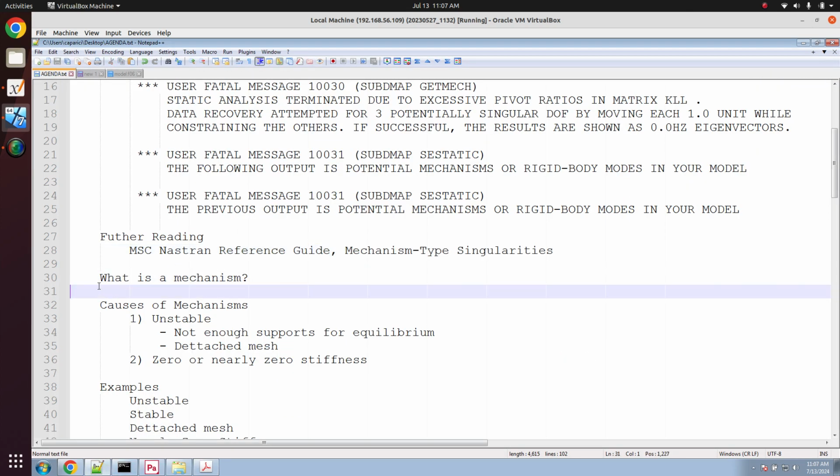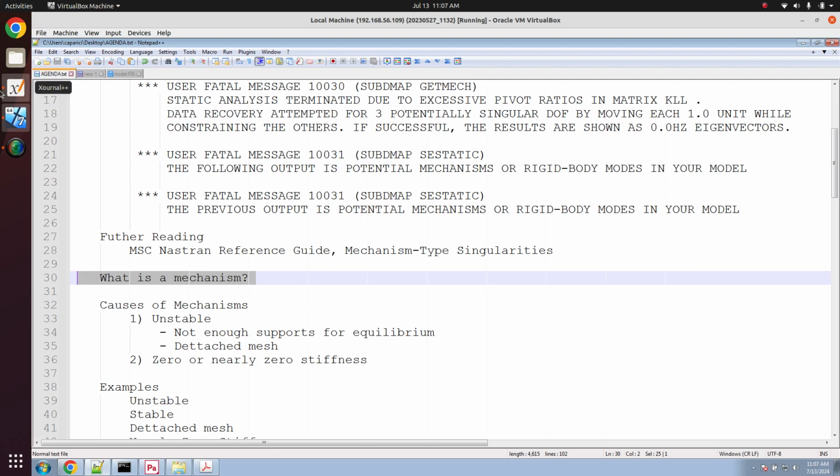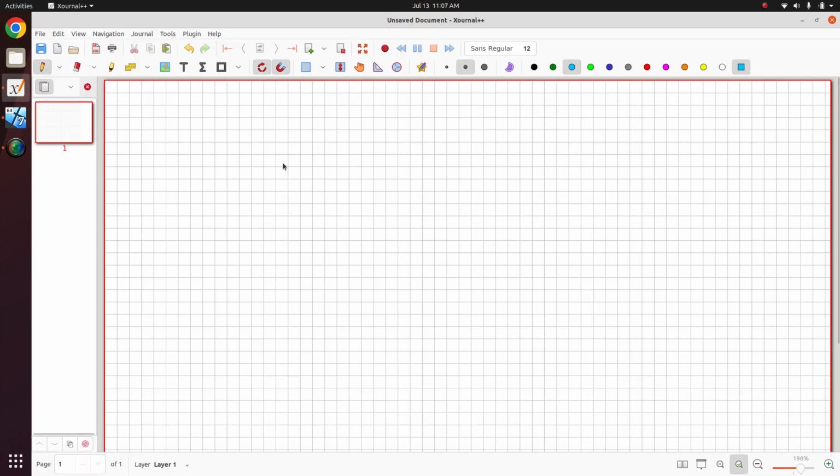Okay then, so now what is a mechanism? Let me see if I can use my tablet properly today. Give me a moment while I track down the stylus. Right, so let's go over what a mechanism is. Let me change the color. So here, let's go ahead and draw out what is a mechanism.